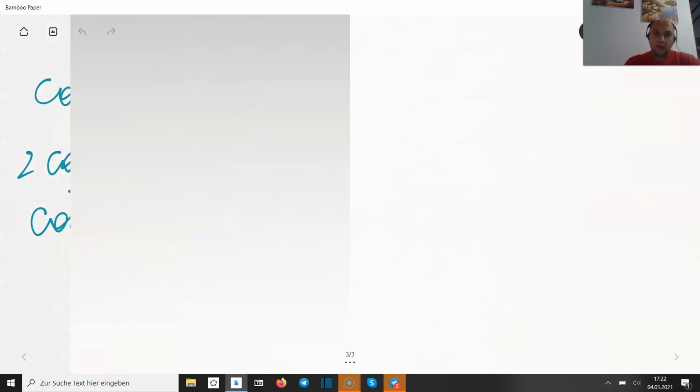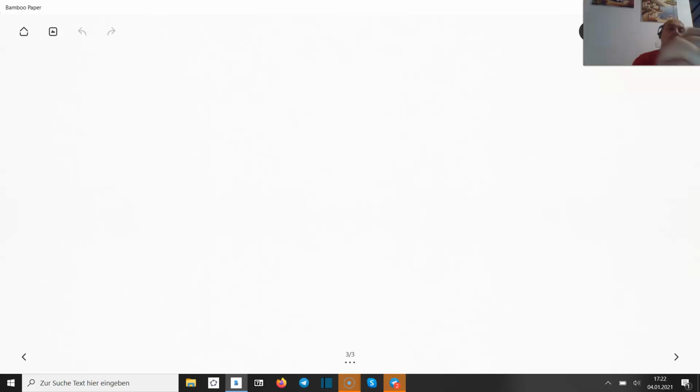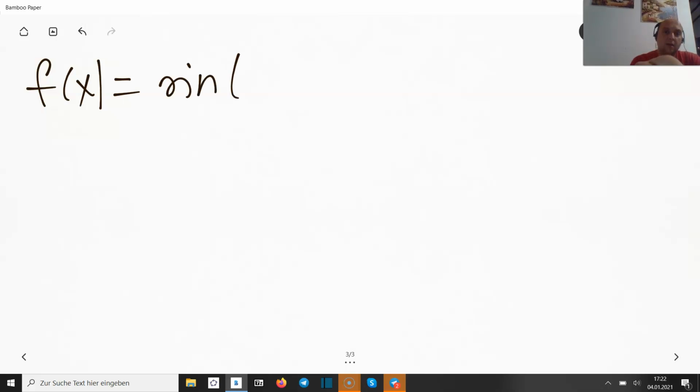Now, let us see what will happen if we have, for example, f of x being equal to the sine of square root of x. All right, is that periodic? So the answer is no, and we can show it with one advanced computation which needs derivation.